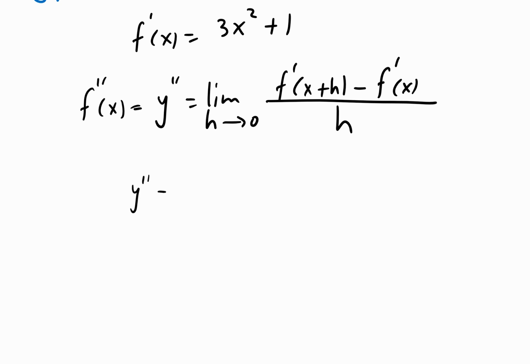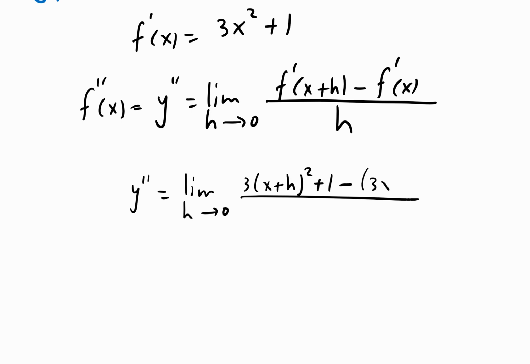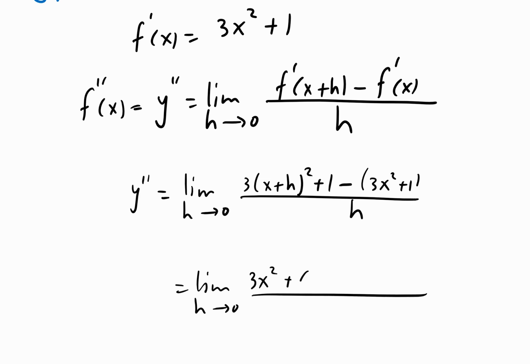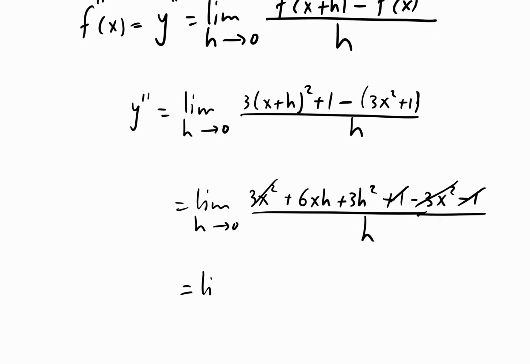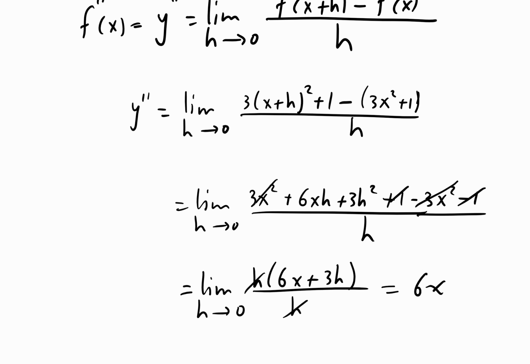So y double prime equals the limit as h goes to 0. Replace x with x plus h in 3x squared plus 1, minus the function itself, all over h. So this equals the limit as h goes to 0 of 3x squared plus 6xh plus 3h squared plus 1 minus 3x squared minus 1, all over h. These cancel. So you get the limit as h goes to 0. Take an h out, you get 6x plus 3h all over h. These cancel. So that gives me 6x.